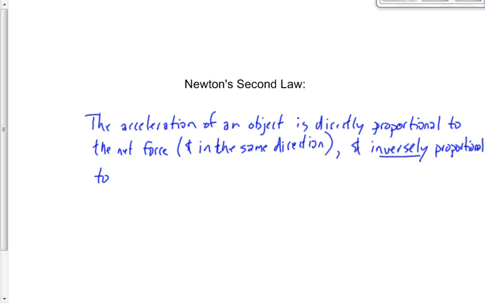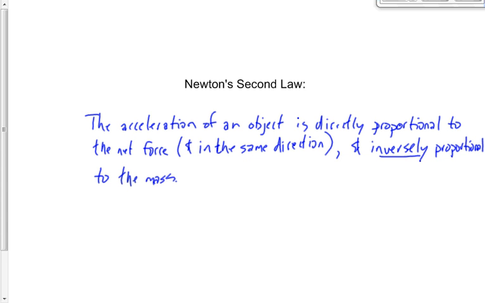Fill in the blank there. It's inversely proportional to what? As something goes up, the acceleration goes down. No. Not gravity. Mass. Inversely proportional to the mass.